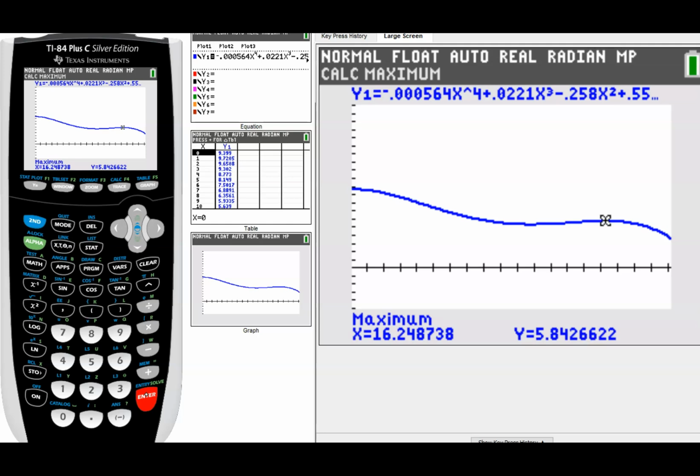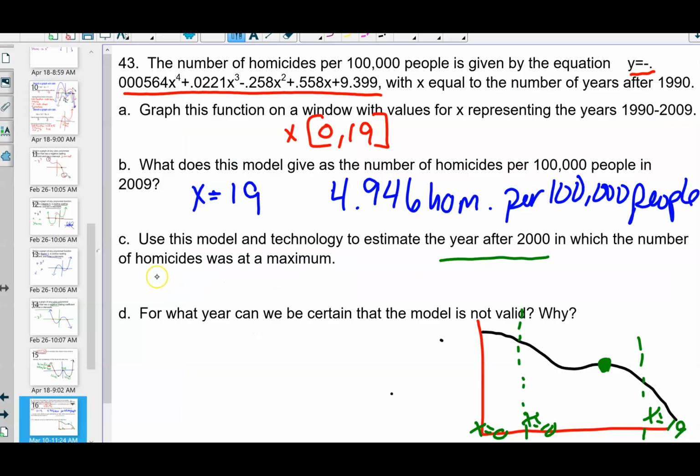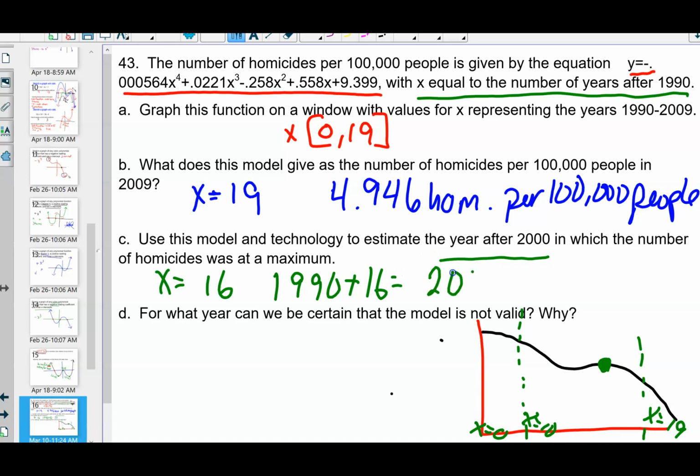which is 16. So that would be the year. So noticing that 16, I'm going to go back to here. That's when x, the year, is 16. So I'm going to take my year 0, which is right there, 1990 plus 16 is going to give me 2006. That's my answer for that one.